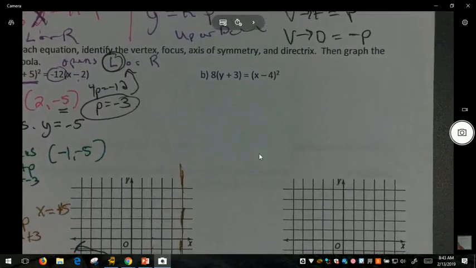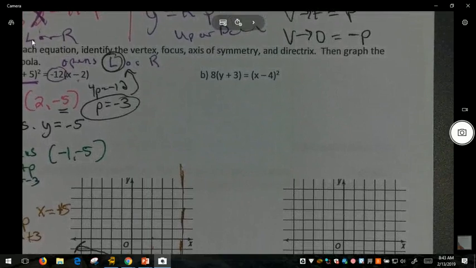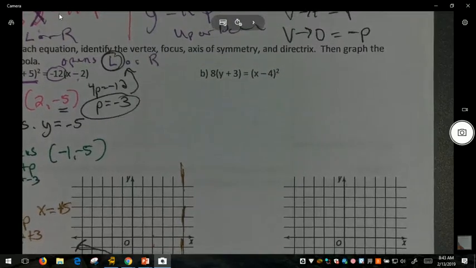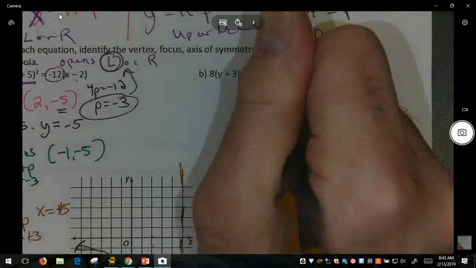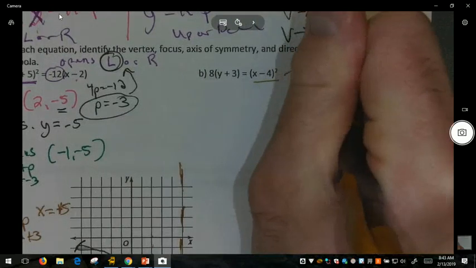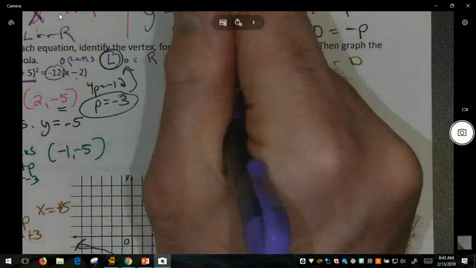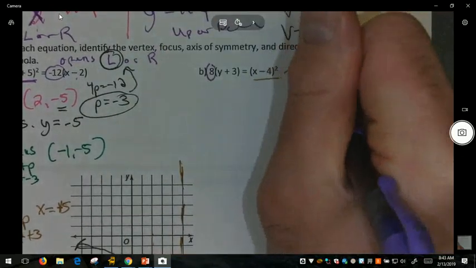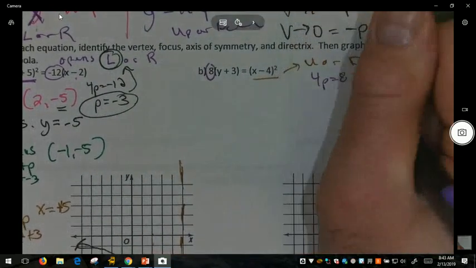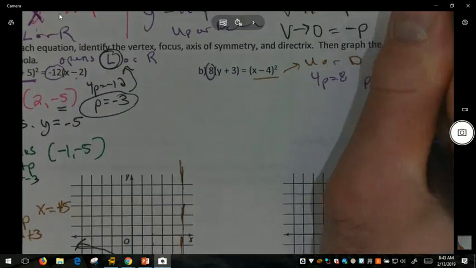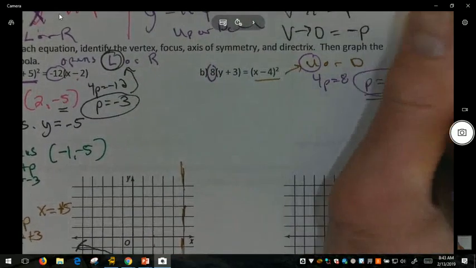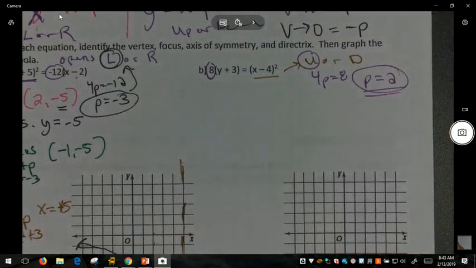Letter B has the equation where x is squared. So when I see that x is squared, that means it's going to open up or down. We'll know when we look at the value of 4p. 4p equals 8. So that means that p equals 2. Since p is positive, this one's going to open upward.